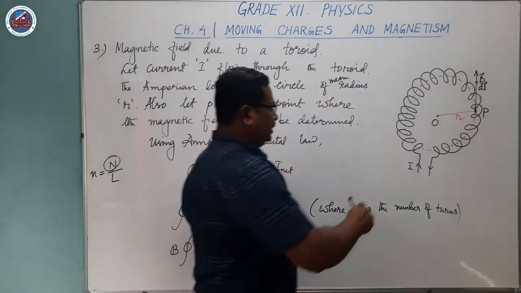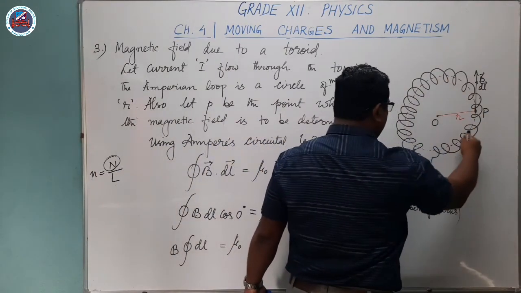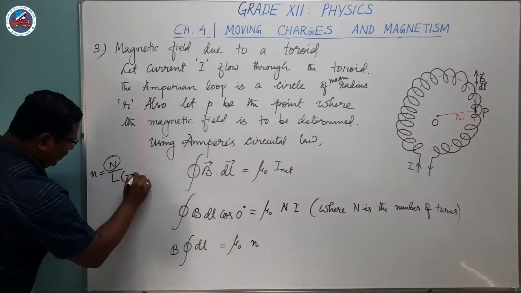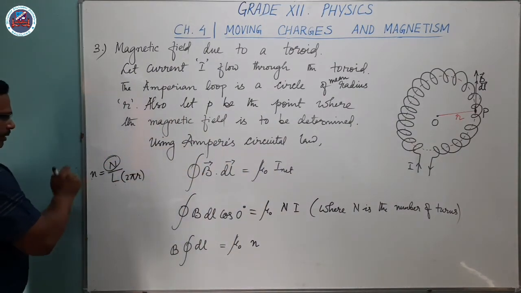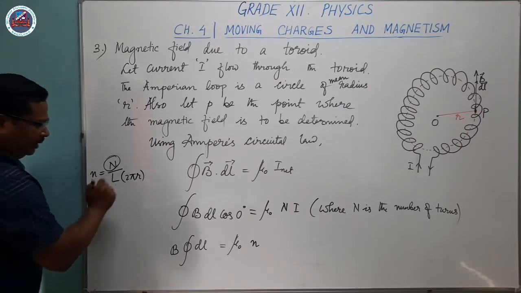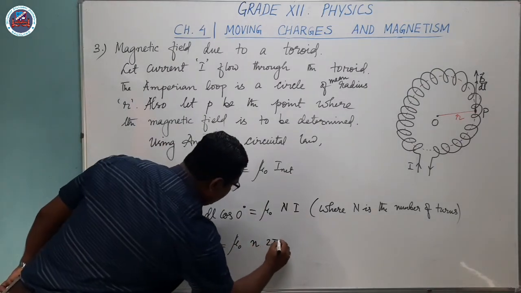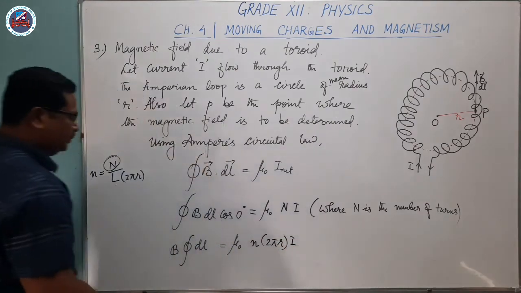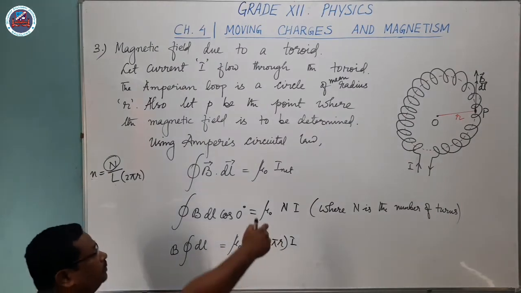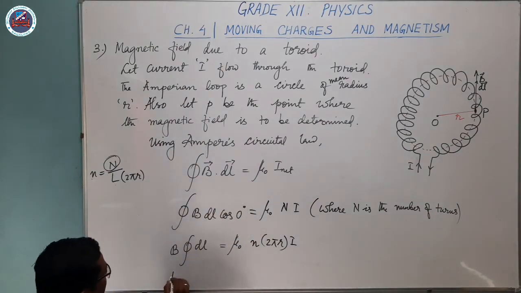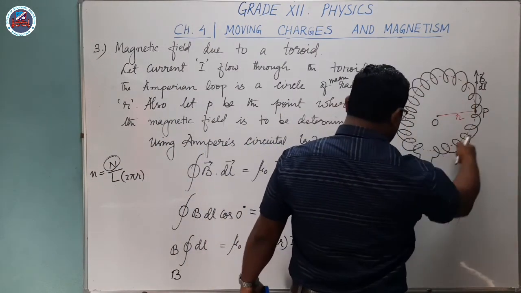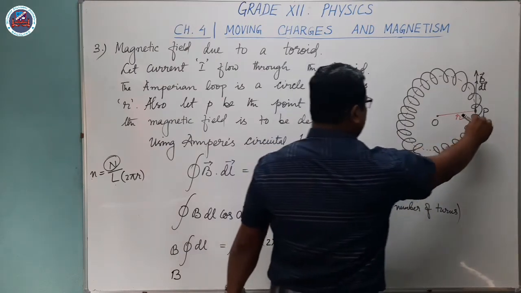So if I want to replace N, it will be number of turns per unit length times L. Here L indicates the circumference of the circle, 2 pi r. So capital N will be n times 2 pi r, into I, the current that you are allowing to flow through the toroid. B times the integration of dl, if you do it, you will get 2 pi r. This is dl.